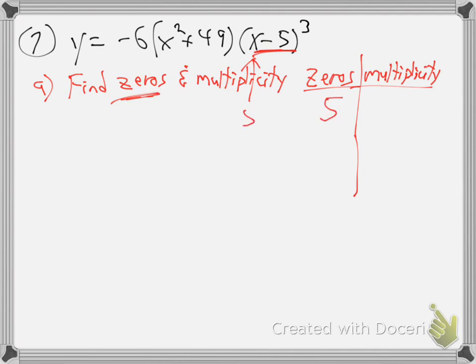Clearly, if you plug in 5 right there, I can't do it. 5, there we go. 5 minus 5 is going to be 0, and they're all multiplied together, so it's going to be 0. Y will be 0. What's the multiplicity on this term? It's 3, the power on the whole parenthesis. There's 3 of those, in other words. Multiplicity 3.